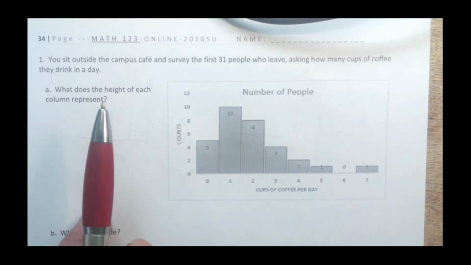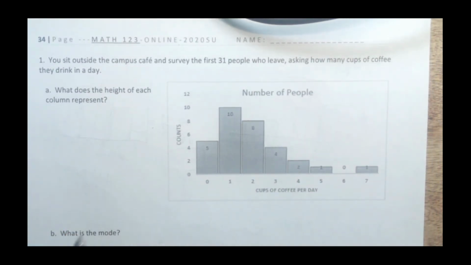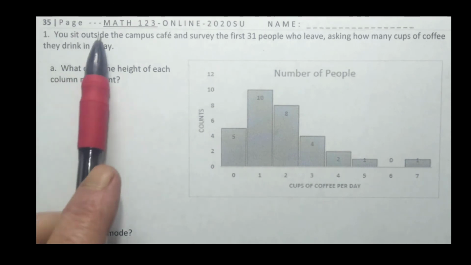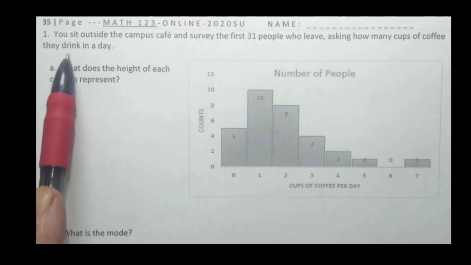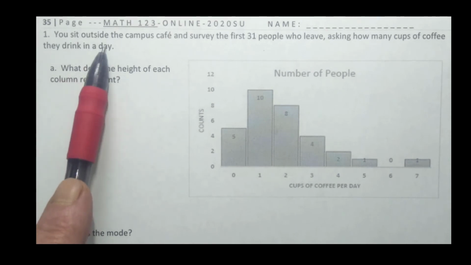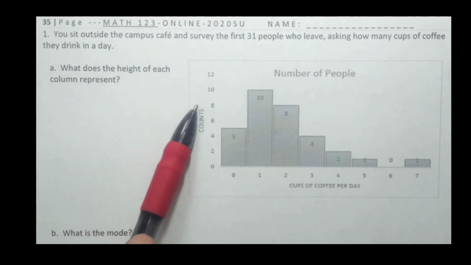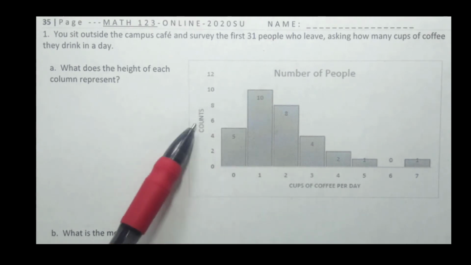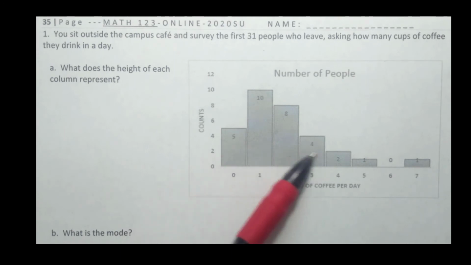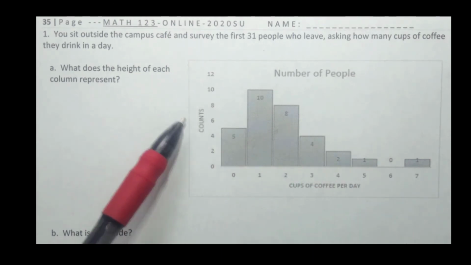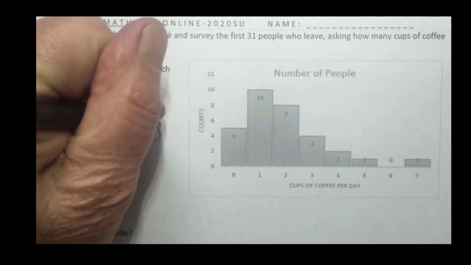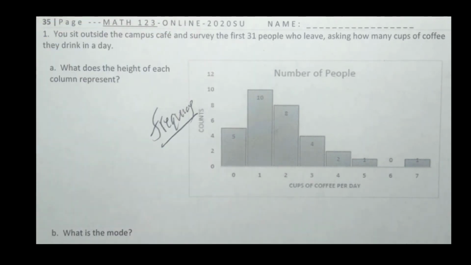Okay, so this is going to be our final little thing here. Okay, so you sit outside your campus cafe and survey the first 31 people who leave, asking them how many cups of coffee they drink in a day. What does the height of each column represent? So if this is a frequency distribution, it is skewed right. And this is always going to represent the frequency. How many? Frequency. That's what the height represents.